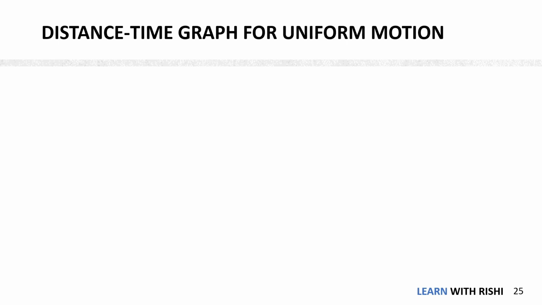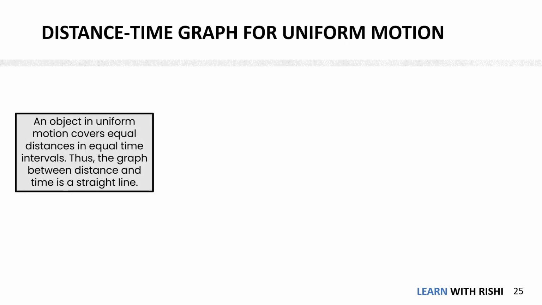The first graph is the distance versus time graph for uniform motion. Uniform motion is that motion of an object where the object covers equal distance in equal intervals of time. So when an object in uniform motion covers equal distance in equal time intervals, the graph between distance and time is a straight line. Let us plot one graph and observe the nature of the graph.